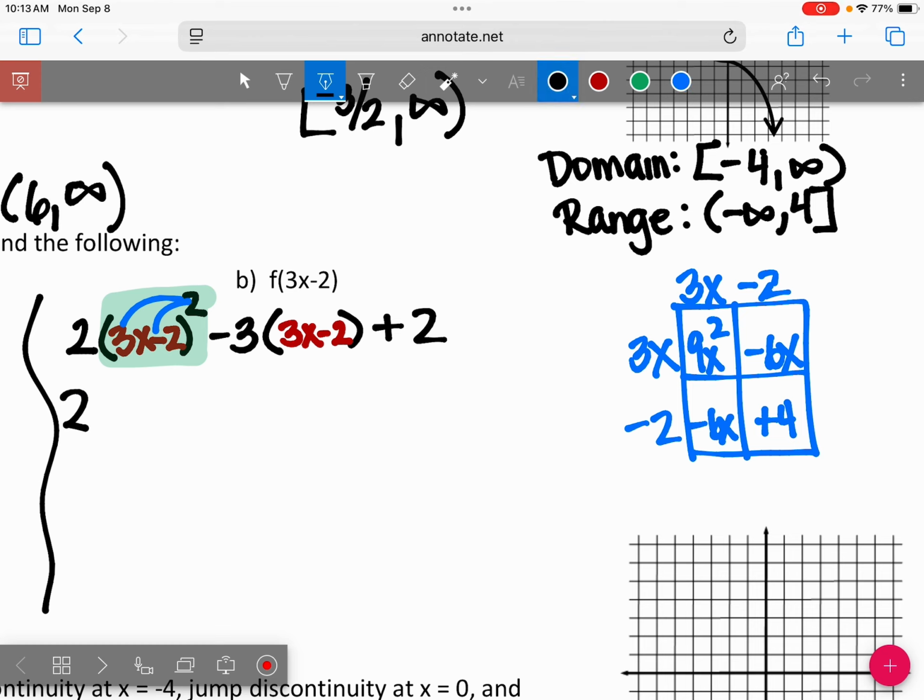So I have a 2. Make a little bit bigger of a parentheses this time. And now inside of the parentheses, I'm going to drop in what I got, which is a 9x squared, minus 12x, and a plus 4. And then again, I still have my 3x minus 2 here. And now we're ready to distribute.